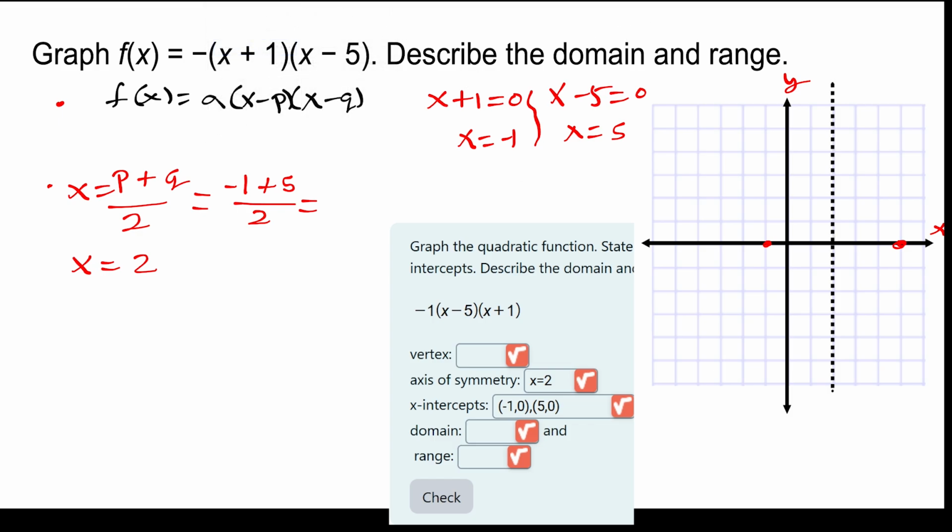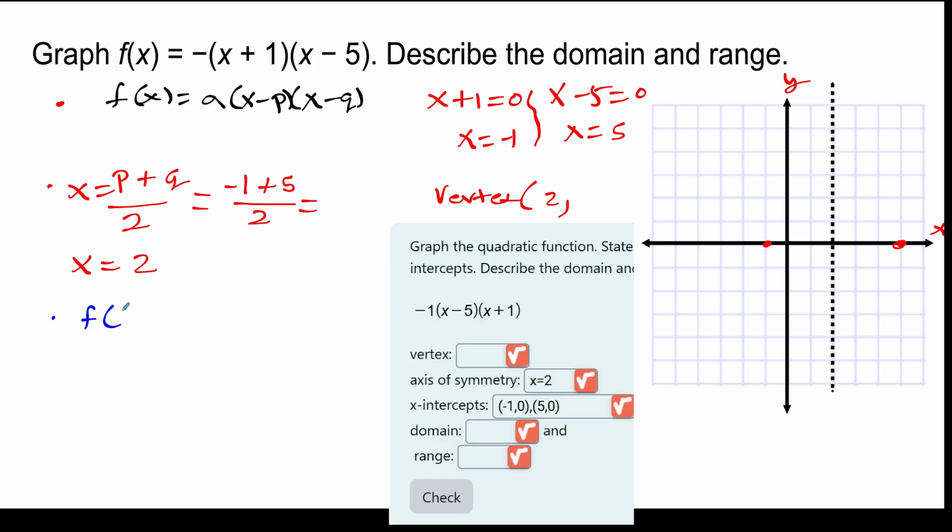Now we know that the x-coordinate of the vertex is on that line, and also that's the axis of symmetry. Any point on the left is going to reflect every point on the right. And now let's continue. Let's find the y-coordinate of the vertex. What we know is that the vertex so far, the x-coordinate is 2. Now let's find that y-coordinate.